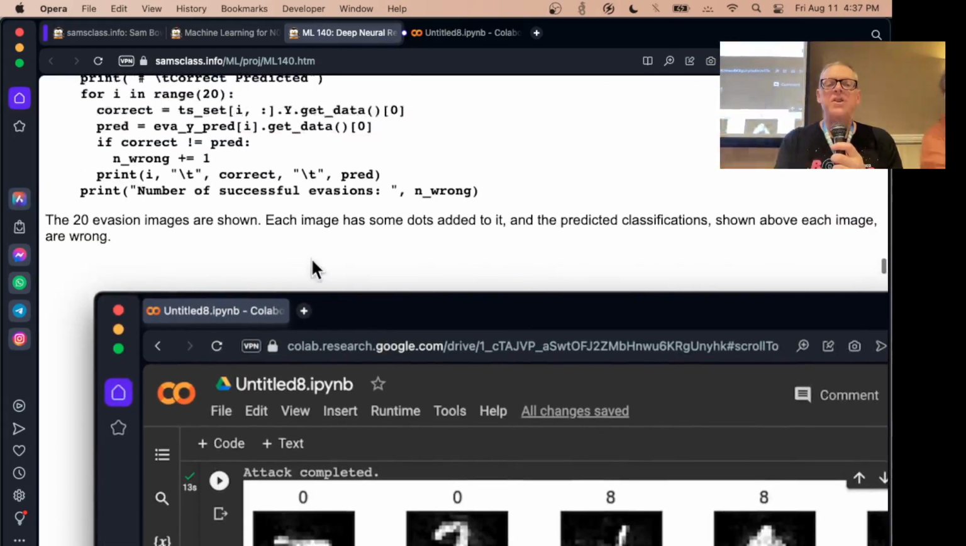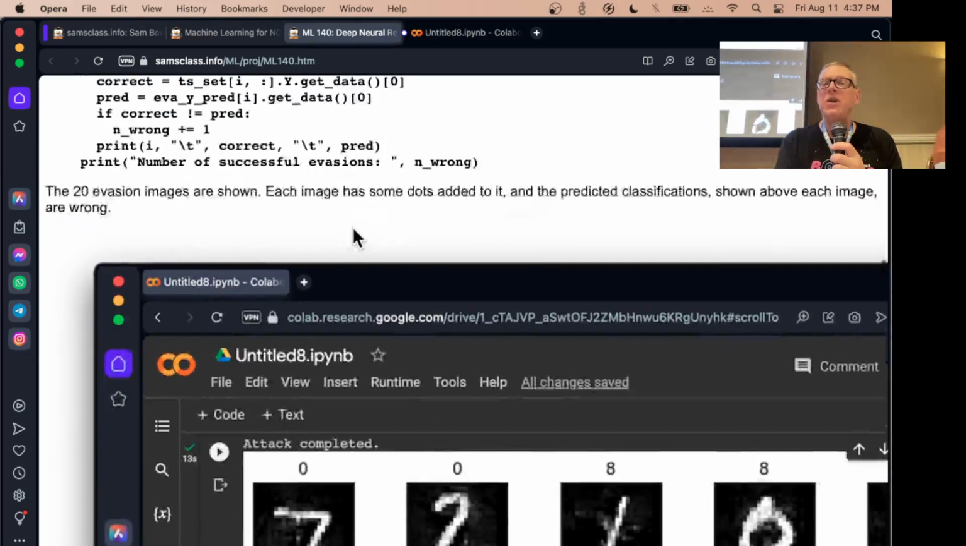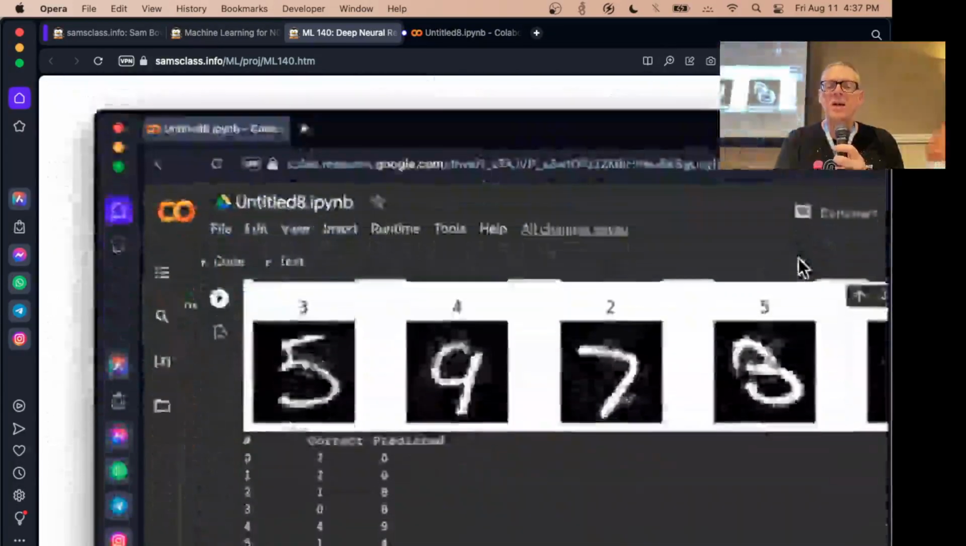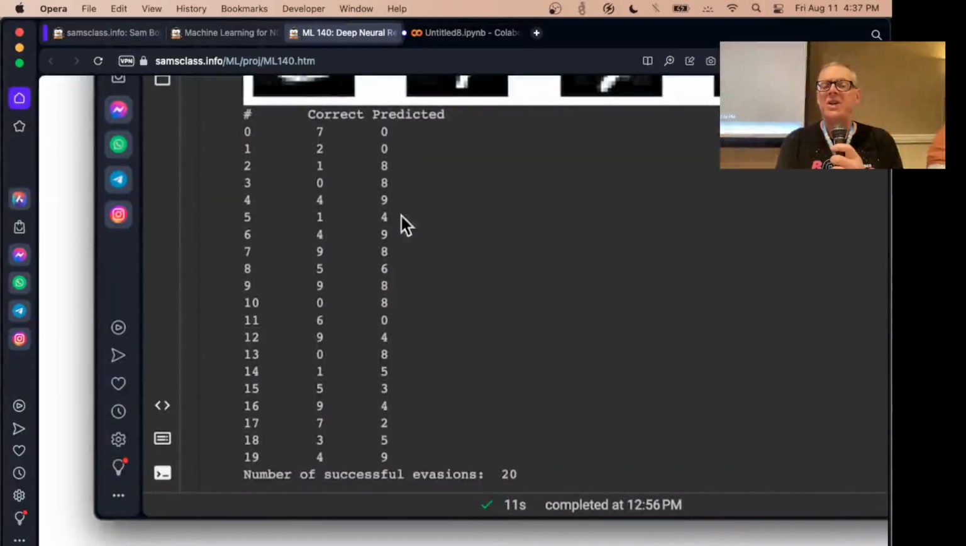The attack succeeds. 20 evasion images are shown here. I've poisoned the first 20 images by putting a little snow, and all 20 of them are wrong now. Correct, predicted, every single one of them is wrong. So the poisoning is 100% effective. It fooled the model every time.